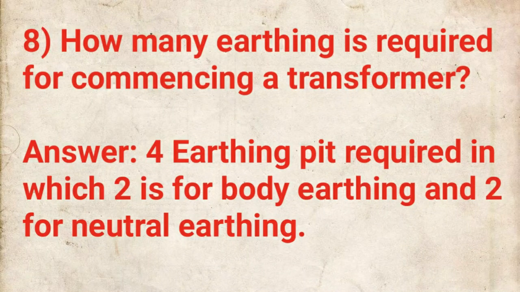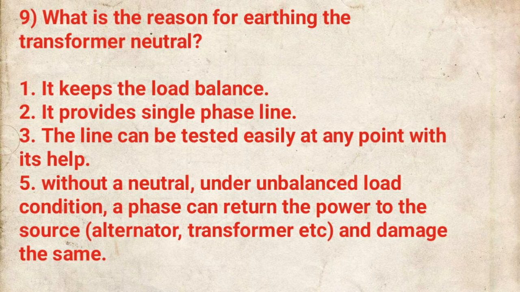How many earthings are required for connection of a transformer? 4 earthing pits are required in a transformer: 2 for body earthing, 2 for neutral earthing. Total 4 earth pits required. What is the reason for earthing the transformer neutral? It keeps the load balanced. It provides a single phase line. The line can be tested easily at any point without neutral and under unbalanced load condition. A phase can return the power to the source, alternator, transformer, etc., and damage the same.